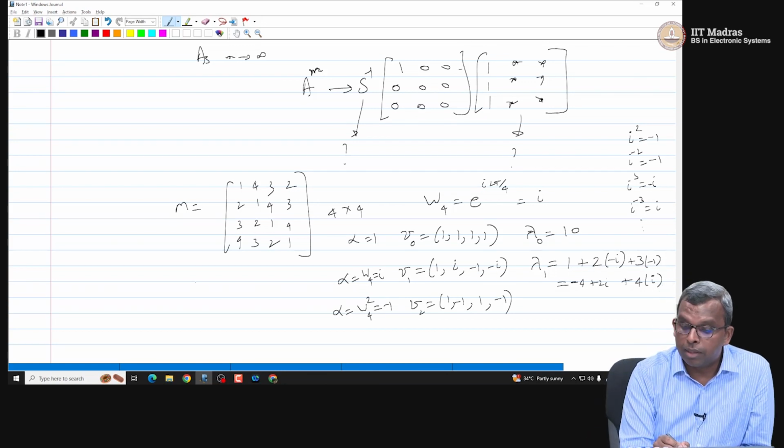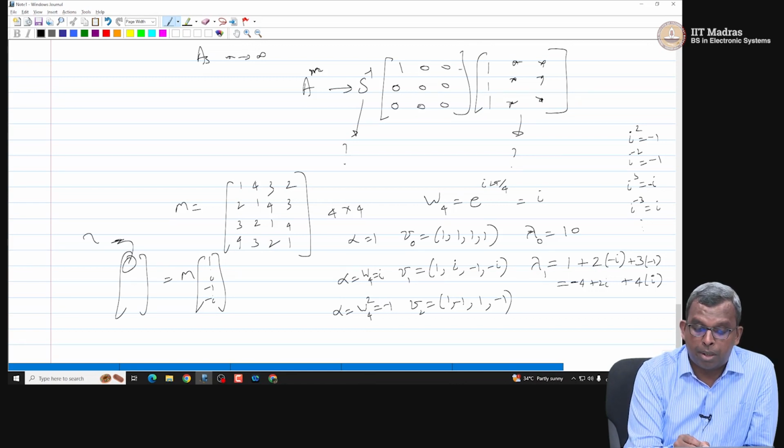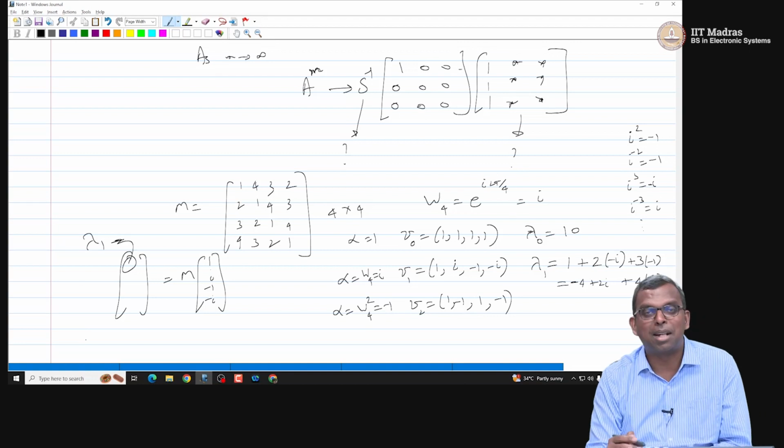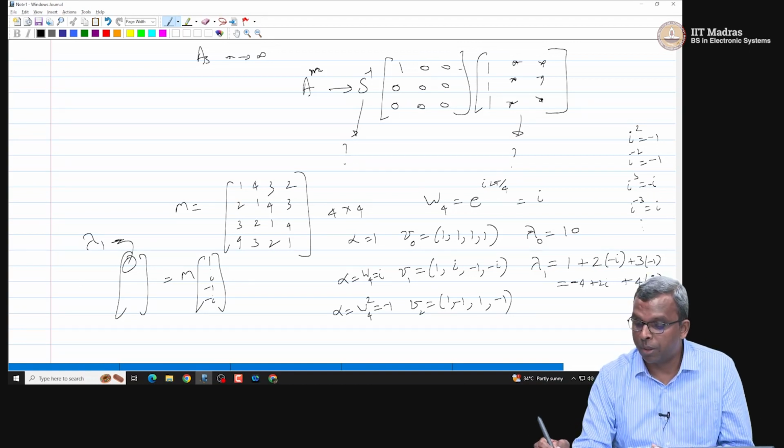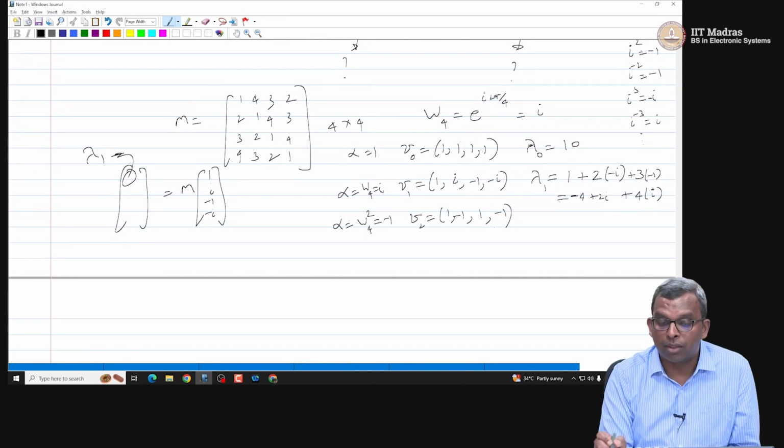Another way to quickly do this is you simply do m times 1, i, minus 1, minus i and pick the first element. You will get a lot of things here, but the first one will be lambda 1. You can quickly check that. That has to be true, just the way the property of the matrix comes about. So, we can use that fact here.